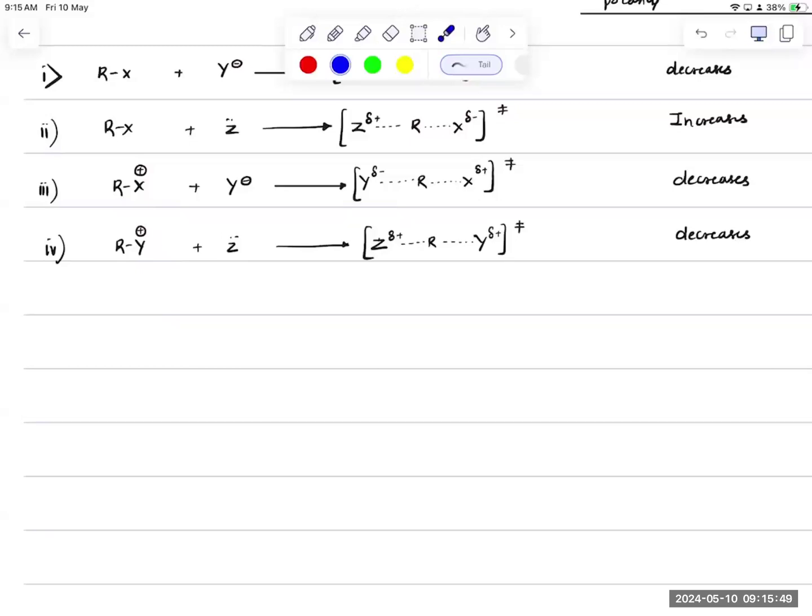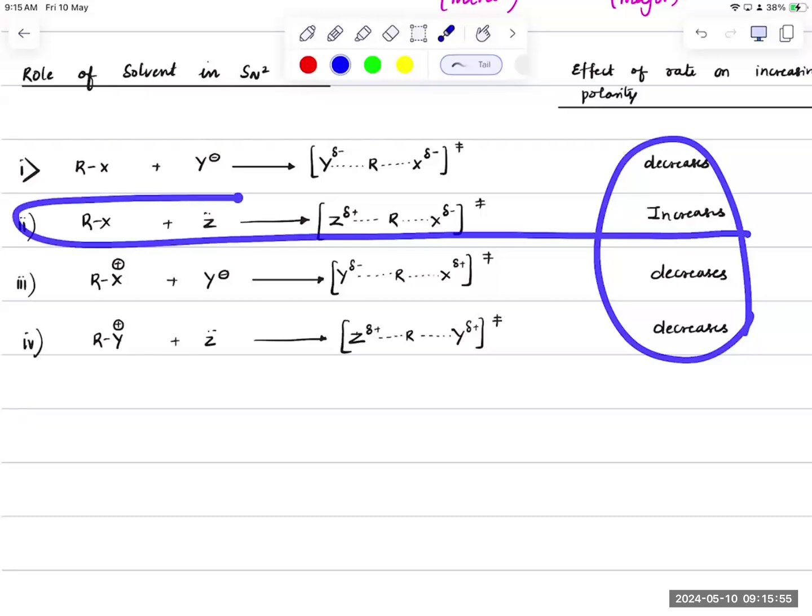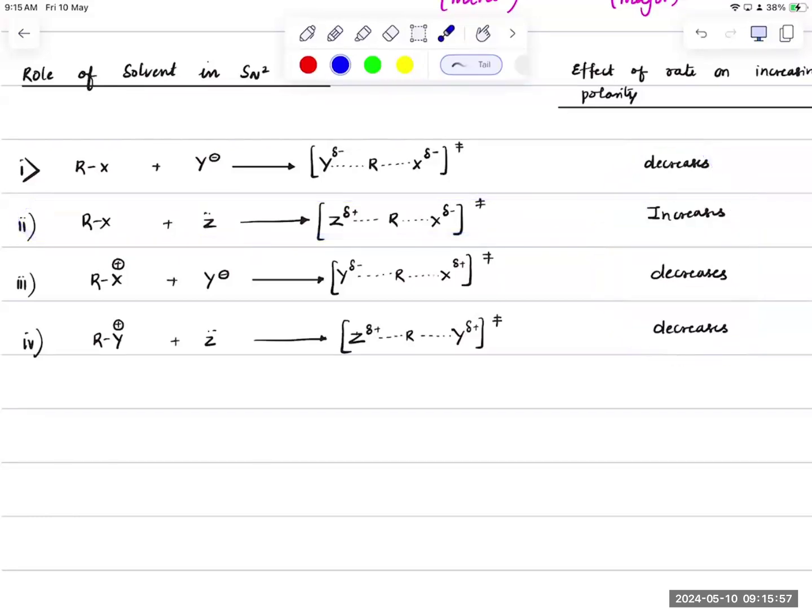Okay. So what have you noticed? In most of the cases, rate will always decrease except one case, except this case. That's why when it comes to SN2, most of the time we will prefer to go for aprotic solvent. Aprotic solvent is always better choice. Everyone understood that? Why we need to choose aprotic solvent? Okay.